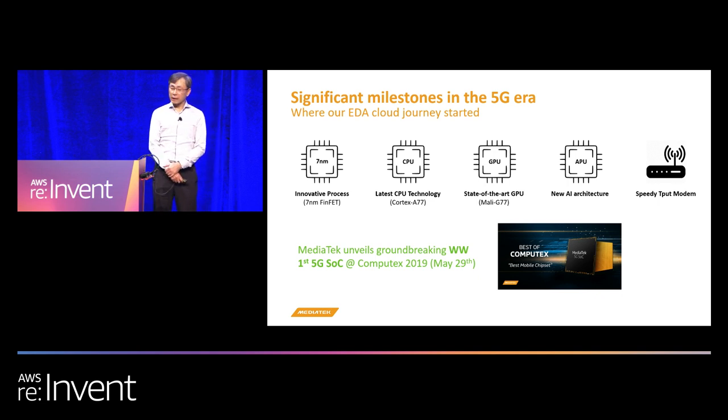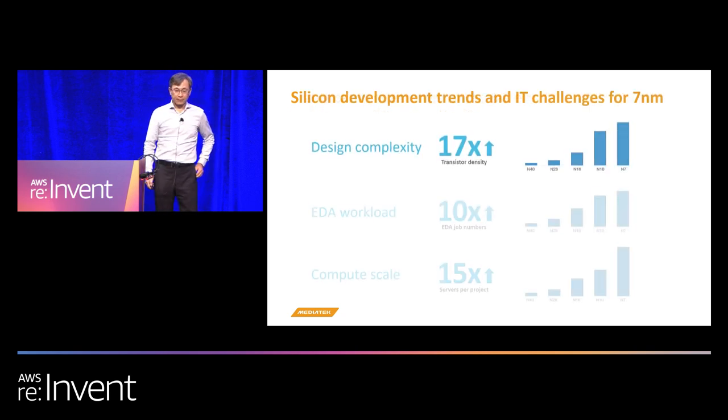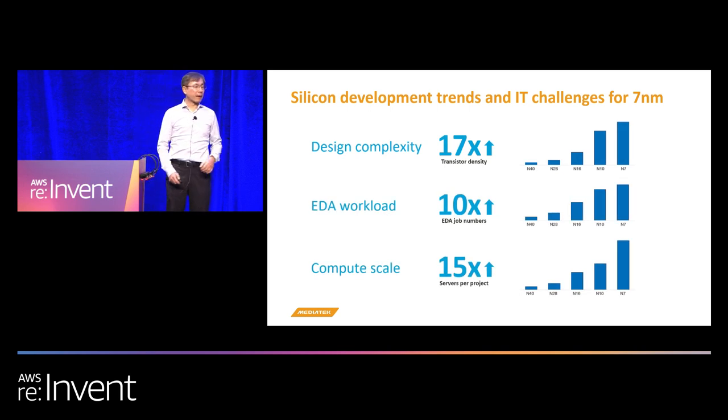As you can see, more and more powerful IC will be built on advanced nodes. What does it mean? And what is the implication to computing farm management? And the most important thing, can we do it better? Before I share my company case, let's look at the silicon development trends and their challenge on IT management.